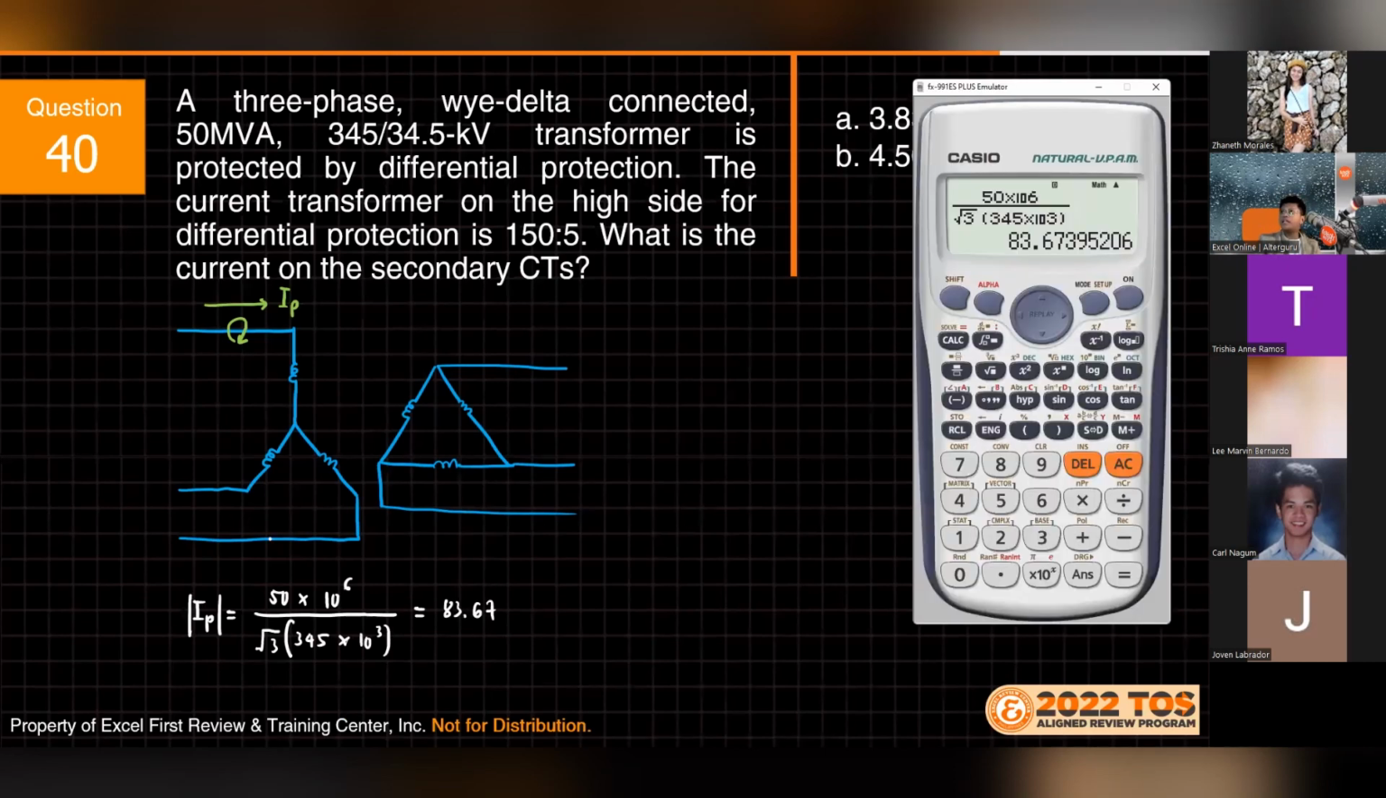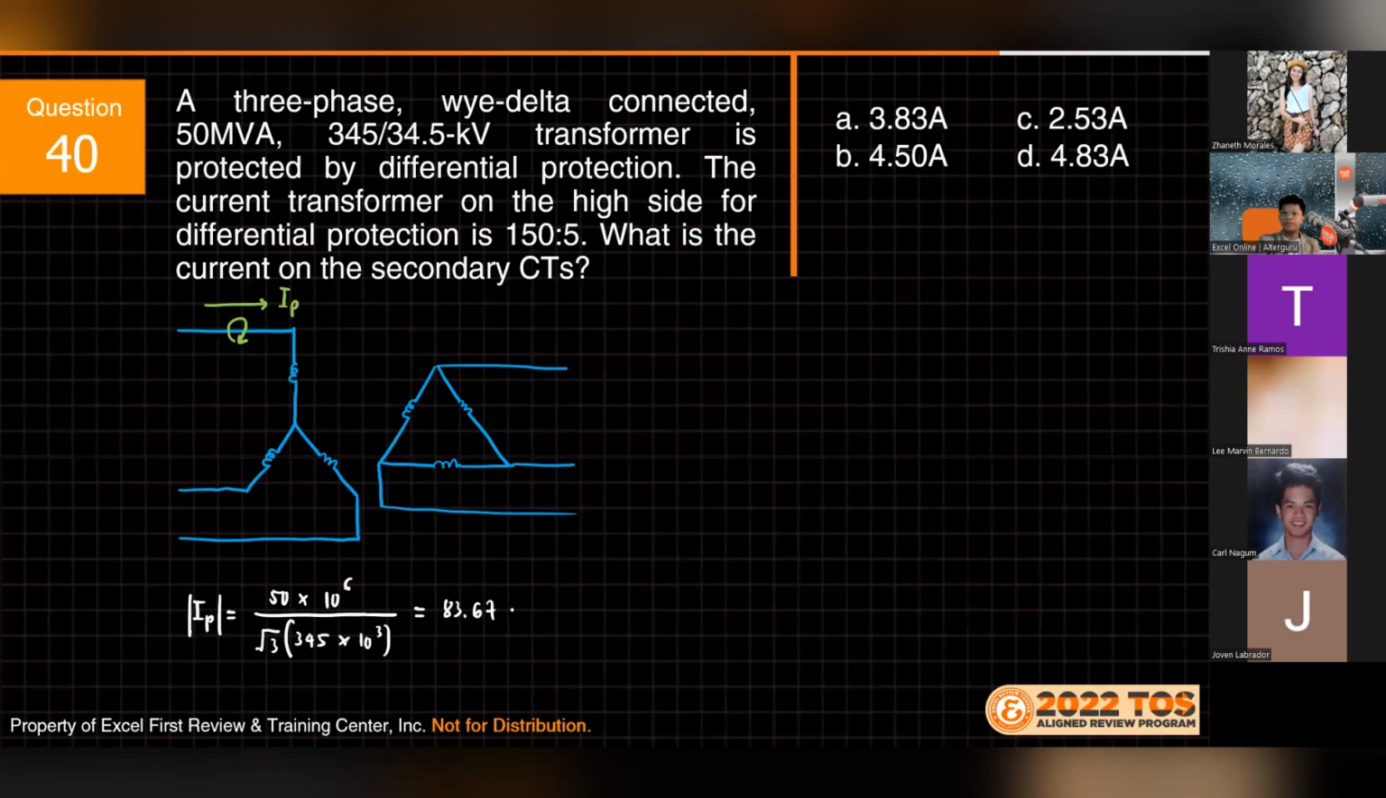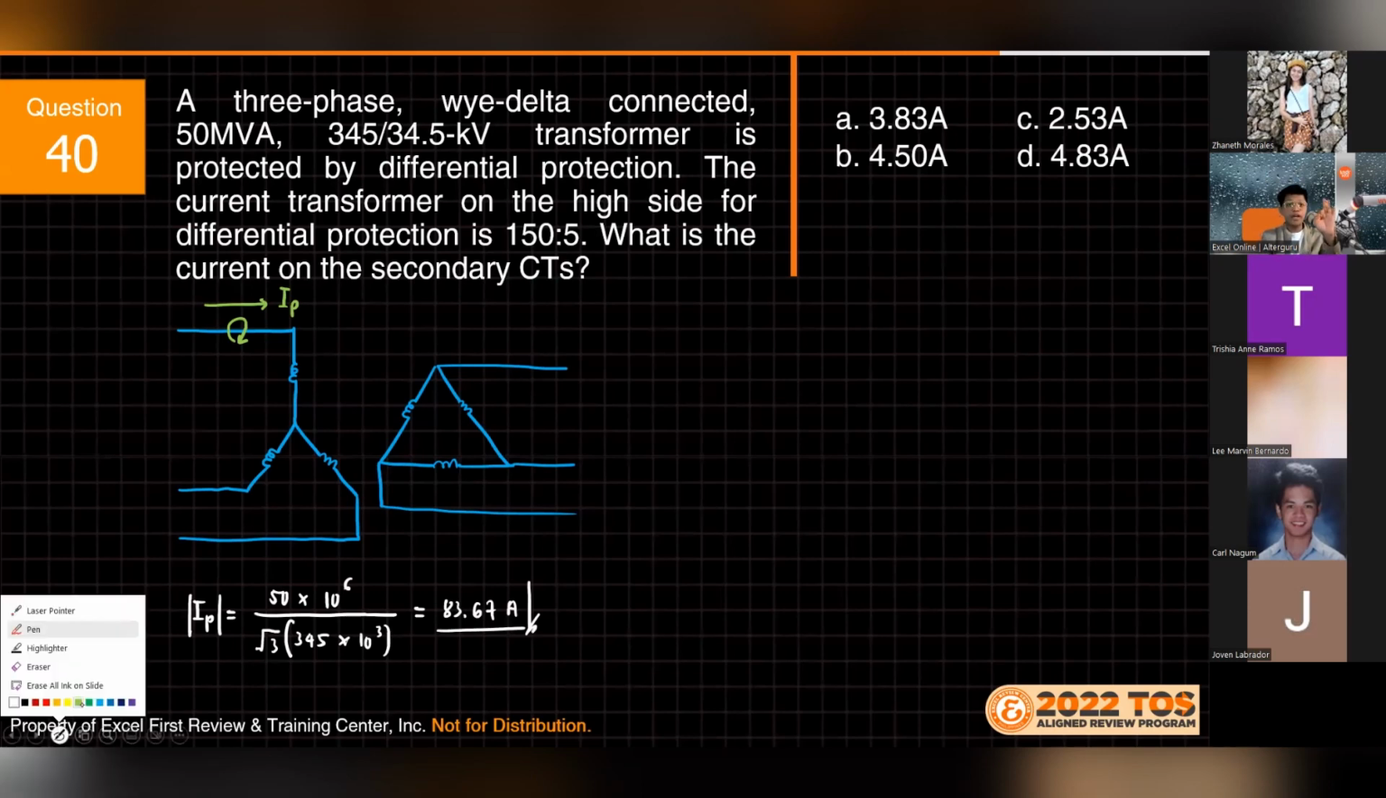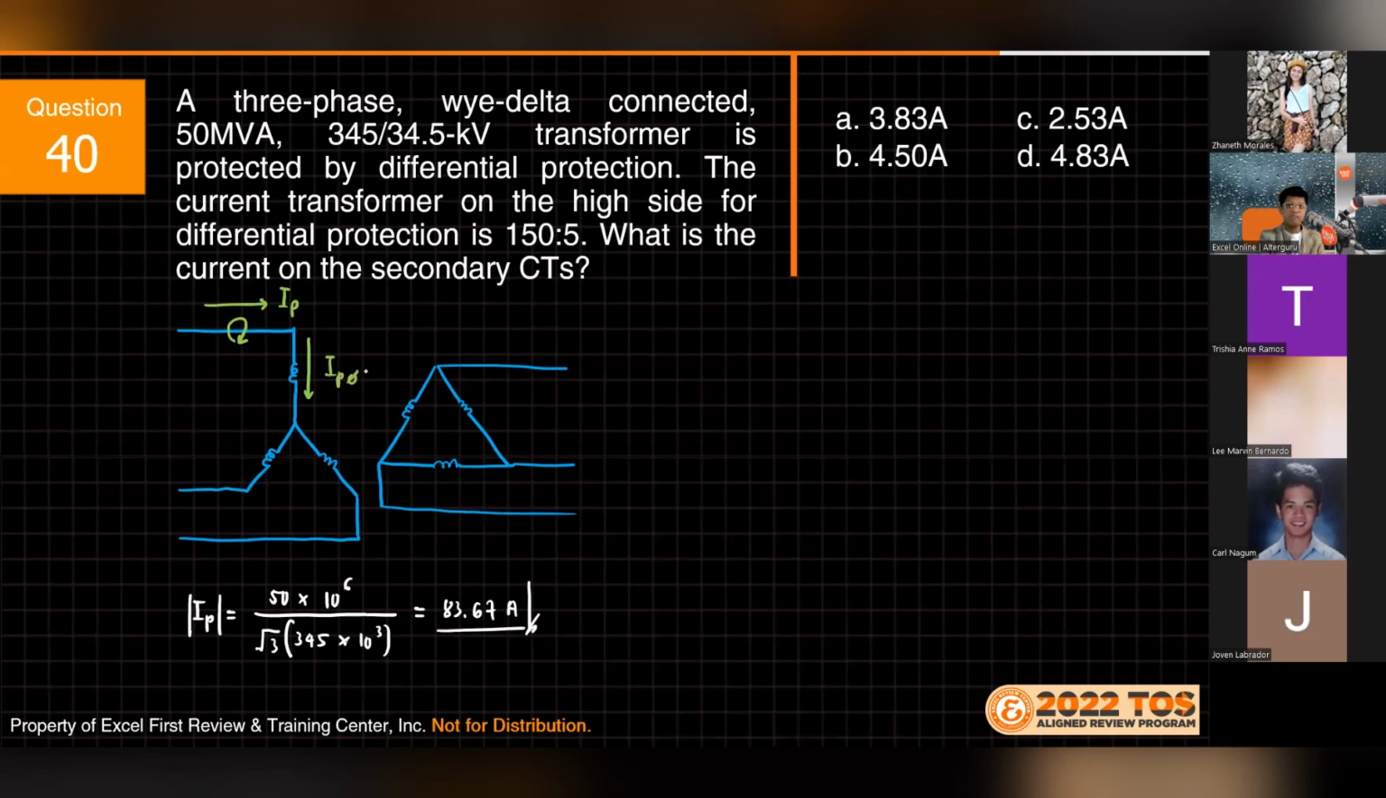So 83 and 67 amperes. Tapos, so this will be our value ng current for that one. Yan yung same na current na magfo-flow dun sa per phase kasi ang current nyo sa line is the same as your current per phase, so IP phase. Ngayon, proceed tayo with the secondary.